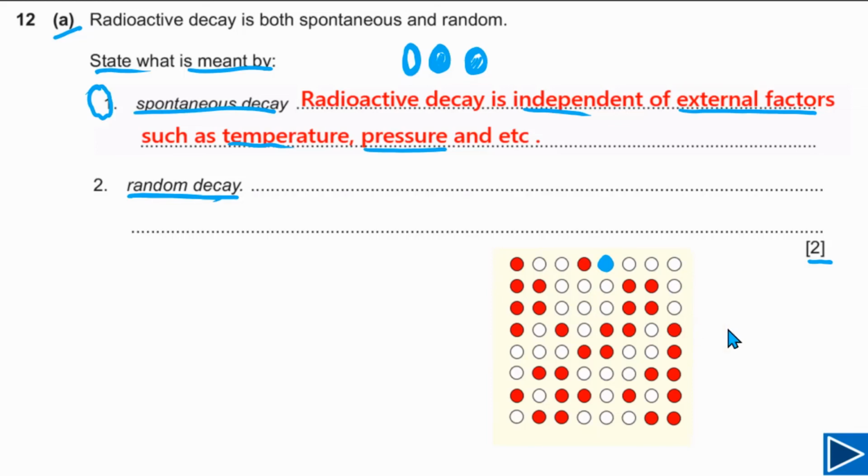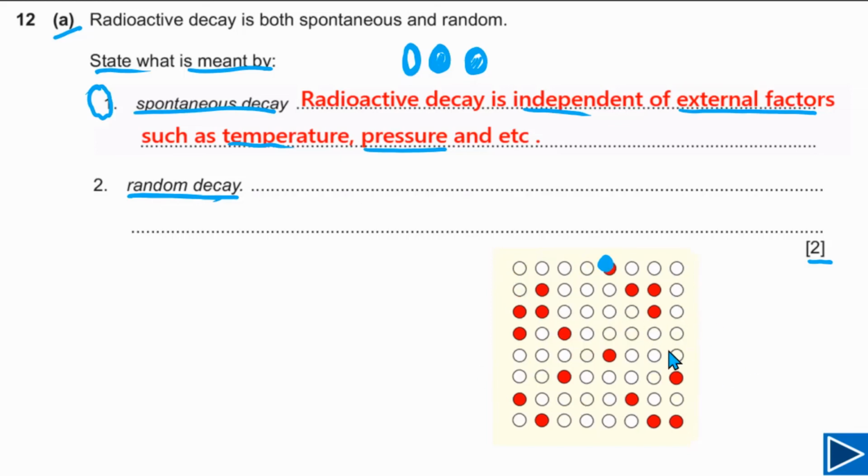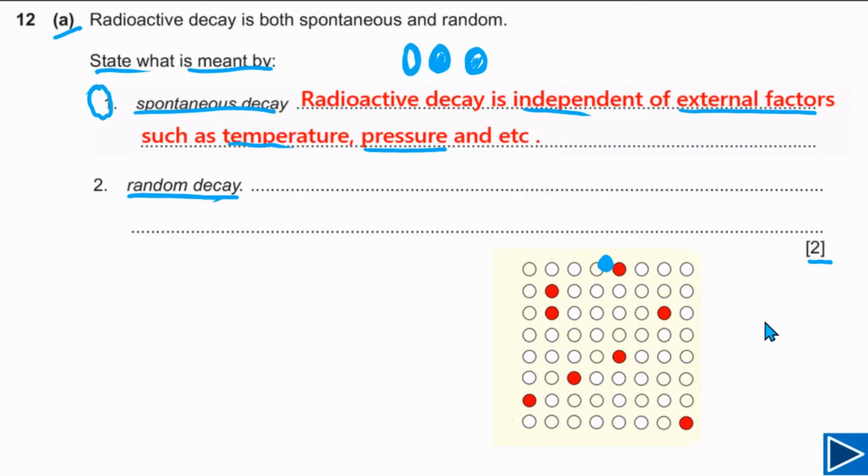So let's look at the next one. After the next half-life, half of the nuclei will decay, but we cannot say which nucleus will decay. And this is again after the next half-life. Half of them decay, but we cannot say which nucleus will decay and when any particular nucleus will decay. So this is what is meant by random decay. I hope it is clear to you now.